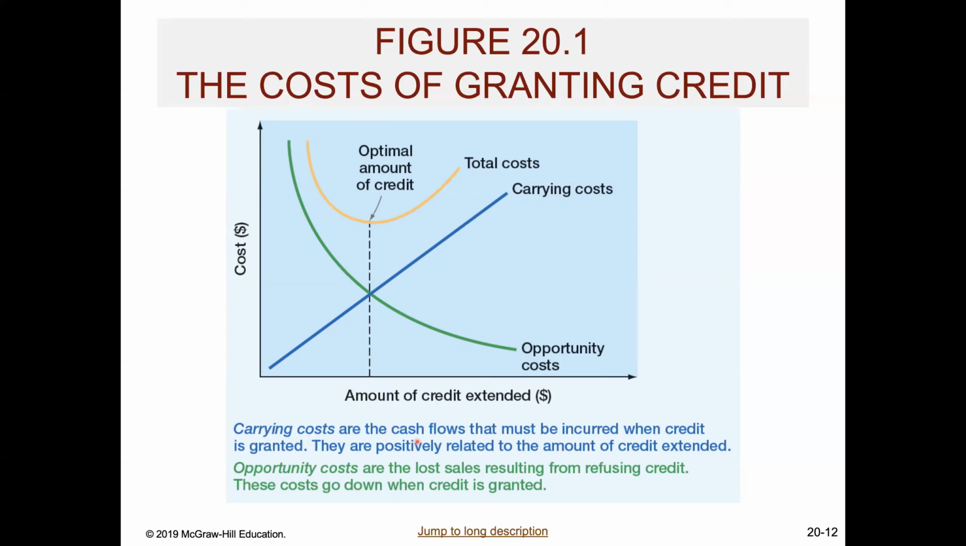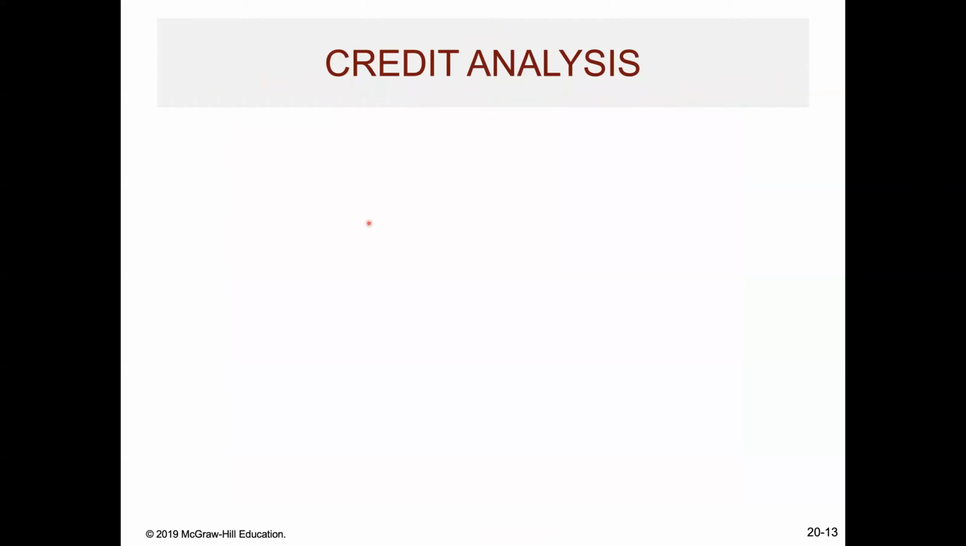So again, carrying costs are the cash flows that must be incurred when credit is granted. They are positively related, meaning they slope up with the amount of credit extended. Opportunity costs are the lost sales resulting from refusing credit, and these costs go down when credit is granted. So we're trying to find the sweet spot where we minimize the total cost of granting credit.